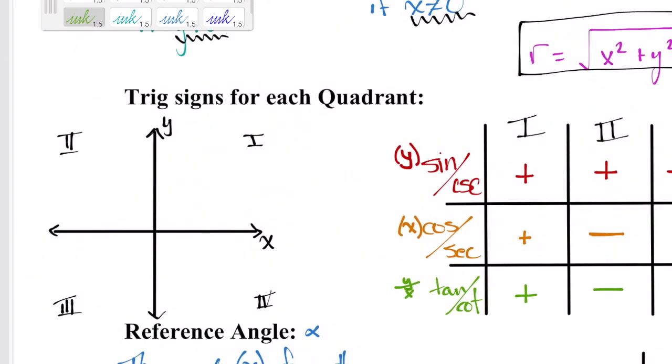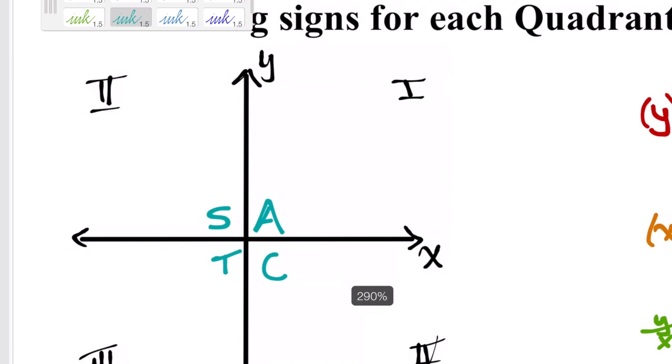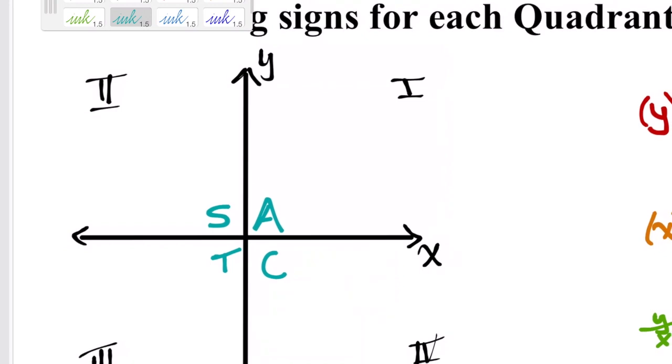So you could see, people, there's an acronym that is used in order to see what is positive when. And so that would be All Students Take Calculus. So in the first quadrant, all of the trig functions are positive. In the second quadrant, only the sine is positive. In the third quadrant, only tangent is positive. And in the fourth quadrant, only cosine is positive. So that's a way to kind of remember what's positive when.